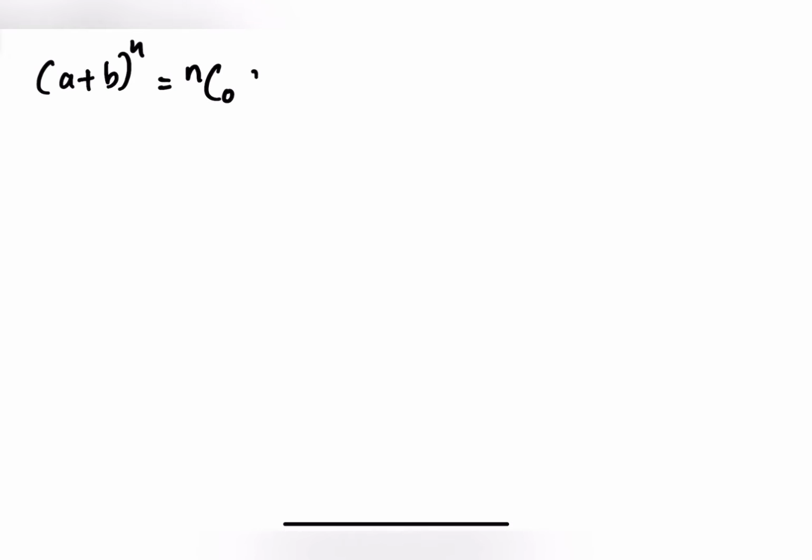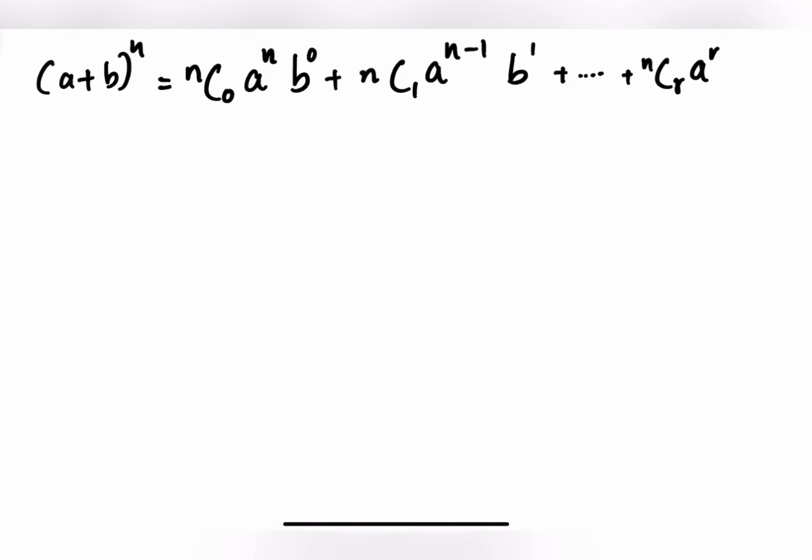nC0 a^n b^0 + nC1 a^(n-1) b^1 + ... + nCr a^(n-r) b^r, and then the last term will be b^n. Here you can see a trend happening.